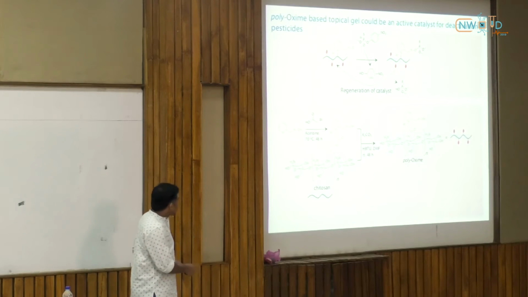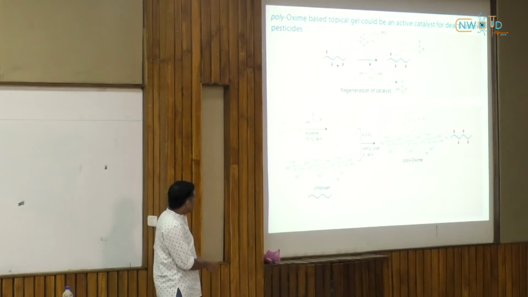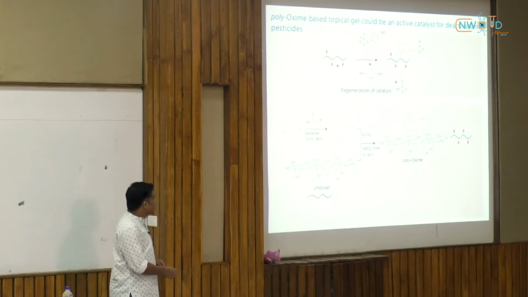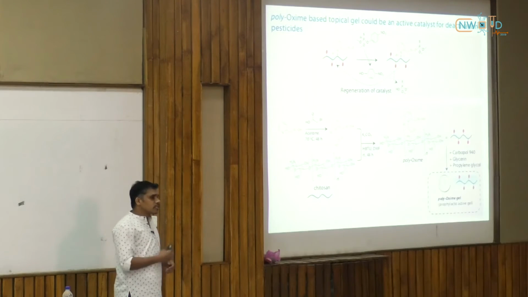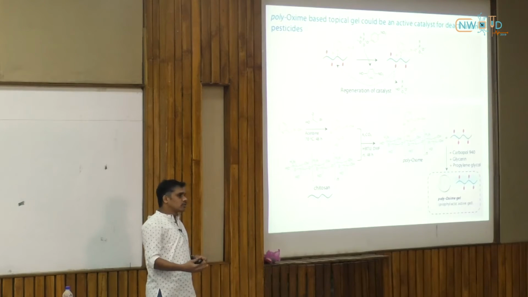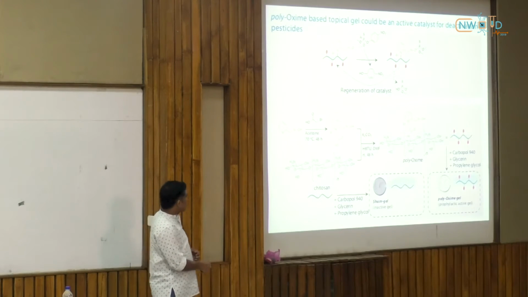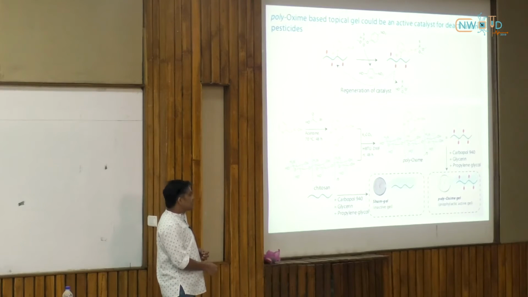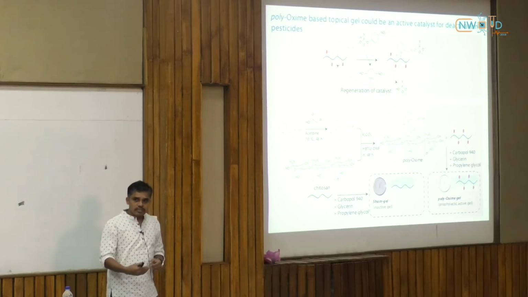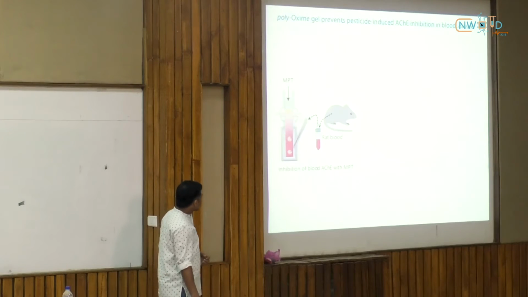So this is a simple synthetic route: you take the pyridine oxime, quaternize it and attach it to the cytosine polymer, and by using surfactants one can develop this topical gel. And as a control, you take the same cytosine polymer and make the gel, which doesn't have the ability to chemically deactivate these pesticides.